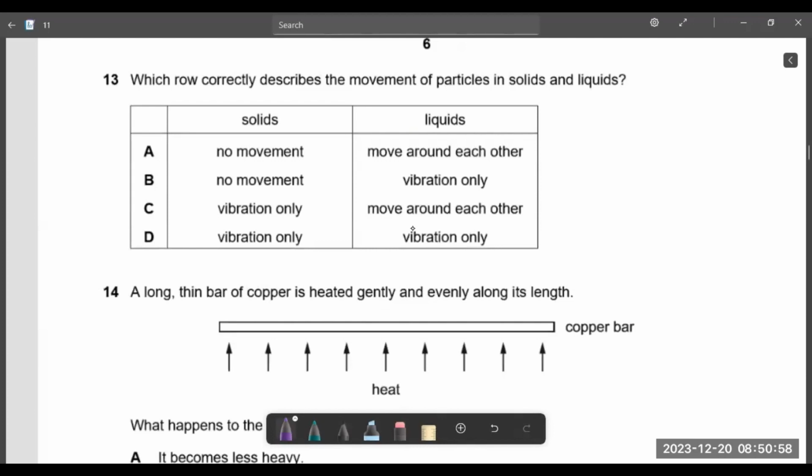Which row correctly describes the movement of particles in a solid and a liquid? Solid means it is so closely packed that the molecules only vibrate. And in the case of a liquid, compared with a solid, it is loosely packed and the particles can move around each other. So the right choice is C: solids vibrate only and liquids move around each other.